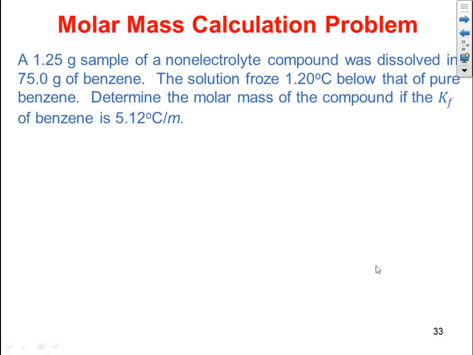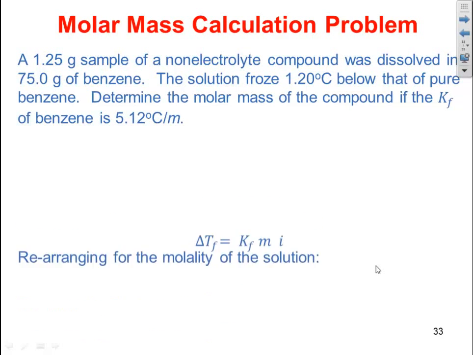Let's show you how to use molality to calculate the molar mass of an unknown. A 1.25 gram sample of a non-electrolyte compound was dissolved in 75 grams of benzene. The solution froze 1.20 degrees C below that of the pure benzene. So that's your delta TF. Determine the molar mass of the compound if the Kf of benzene is 5.12 degrees C per molality.